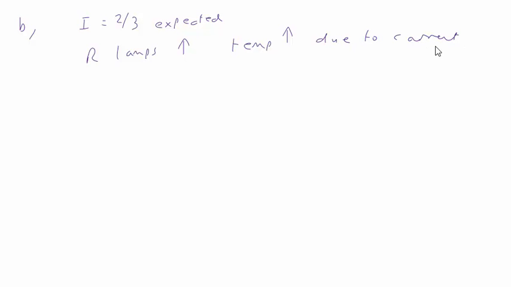Well, the current is 2/3 of expected. This is because the resistance of the lamps has gone up as the temperature has gone up due to the current. The resistance has gone up by 3/2, or 1.5 times, for the current to only go up by 2/3.